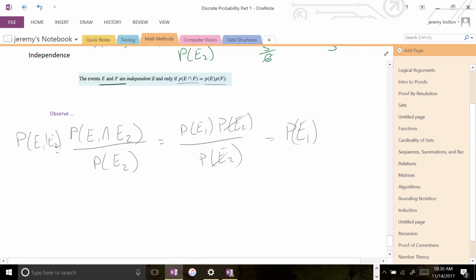So what does this mean? Note here that when we re-update or re-estimate the probability of event one conditioned on event two, that probability did not change. So knowing that event two has occurred has not changed our estimate of event one. In a sense, it had no effect on E1. In a sense, those two events are independent. Knowing that event two has occurred does not affect the probability of event one occurring.